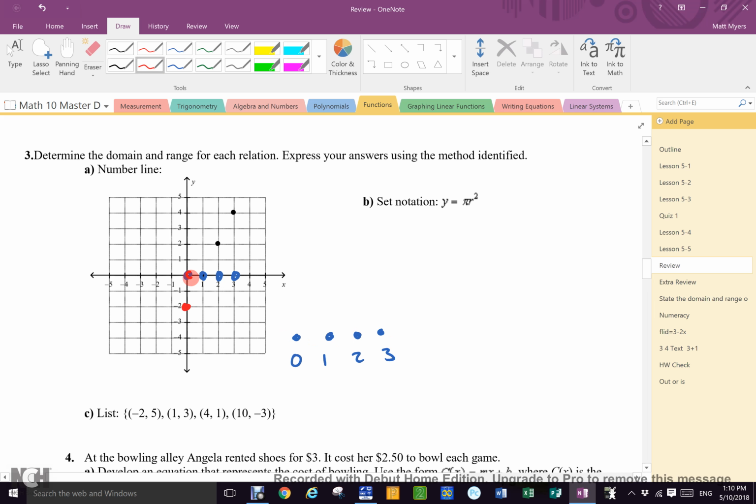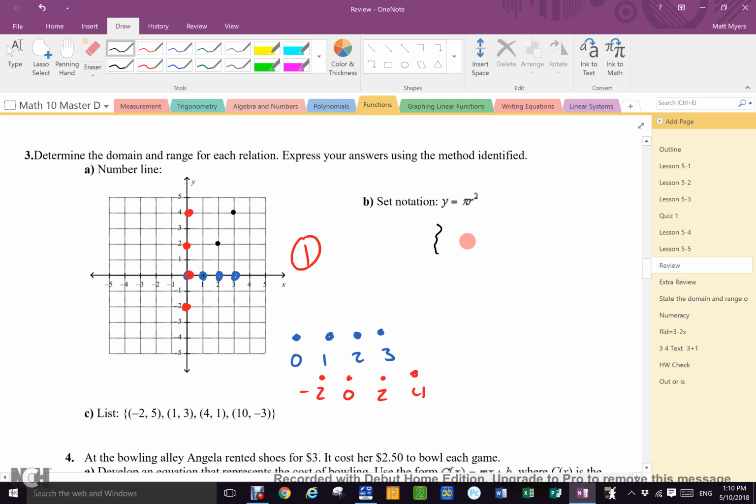Negative 2, 0, 2, 4. And they are all included. Can I connect them? No. Done. For 1 mark. Set notation.